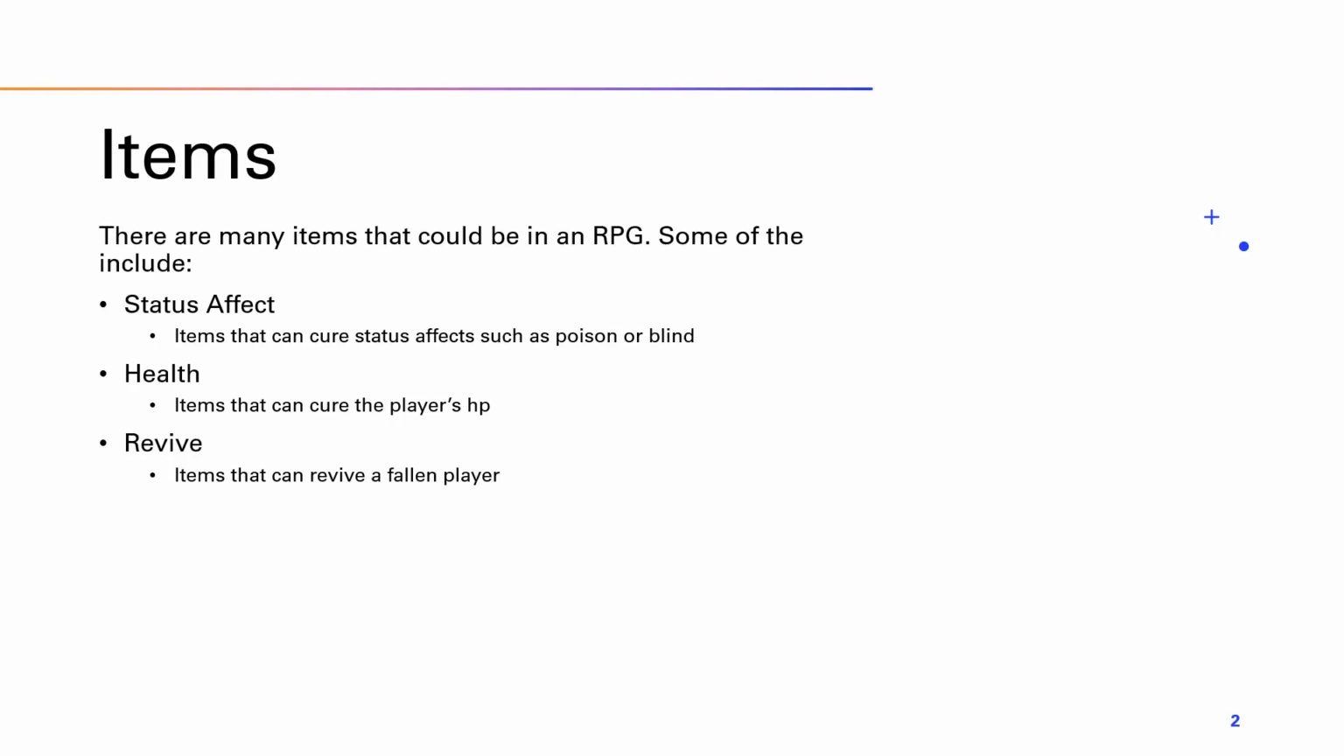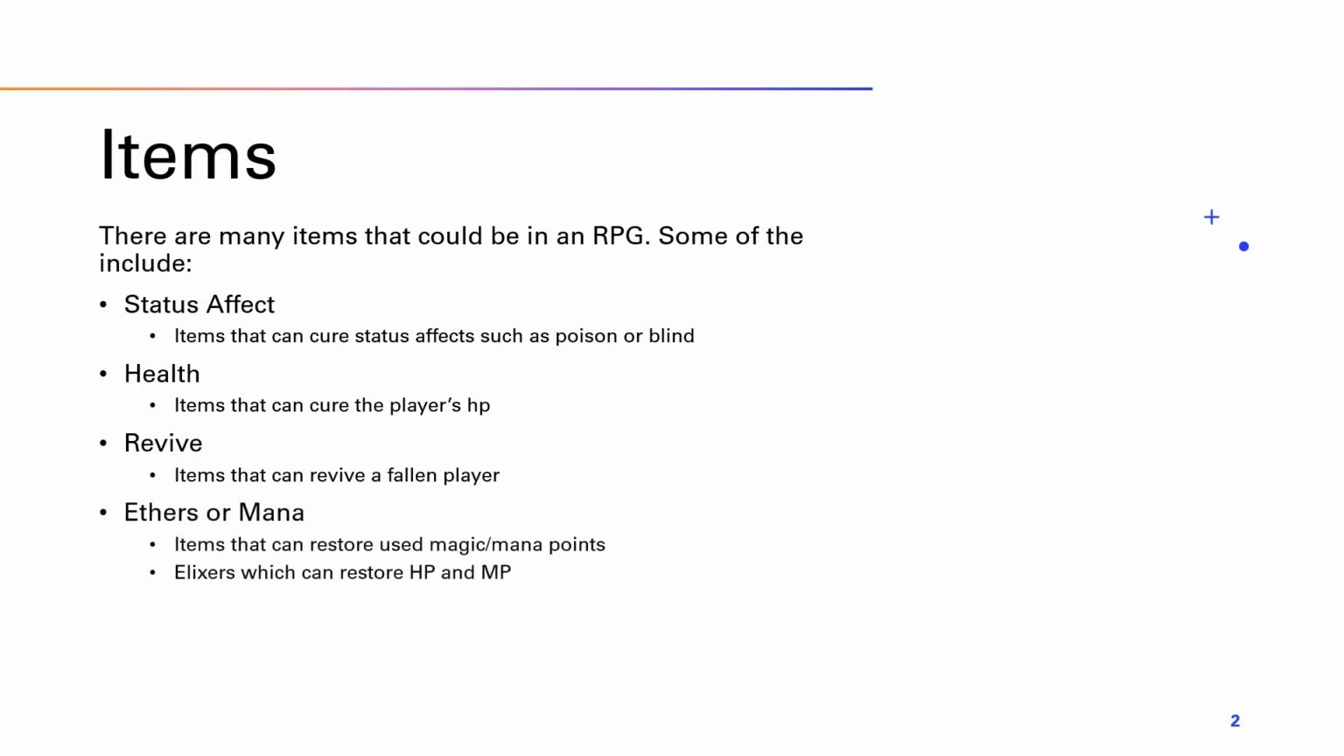Revive are items that can revive a fallen player. A fallen player is a player that has died or has 0 HP. It can't be used on a player that's already alive. If it is used on a player that's already alive, it'll just basically be wasted. Ethers, or mana, are items that can restore magic or mana points. There are also elixirs, and those can restore both HP and MP.